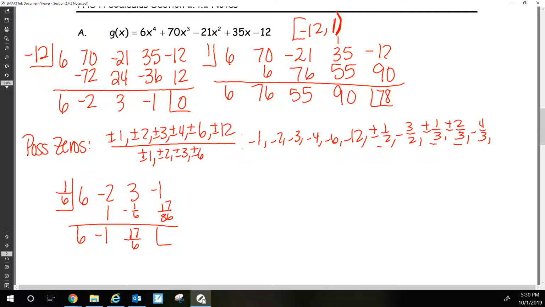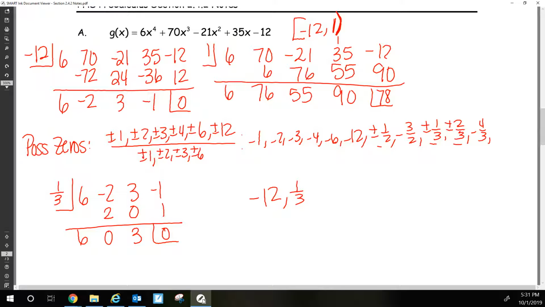We know it's not negative, or we think it's not negative anyway. So let's see. What else do you want to try? How about 1/3? See if that gets us anywhere. Bringing down the 6, 6 times 1/3 would be 2. Minus 2 is 0. Times anything is 0. Bring down the 3. 3 times 1/3 is 1. Minus 1 is 0. Yay, we found it without too much trouble. So our zeros then are -12 and 1/3.